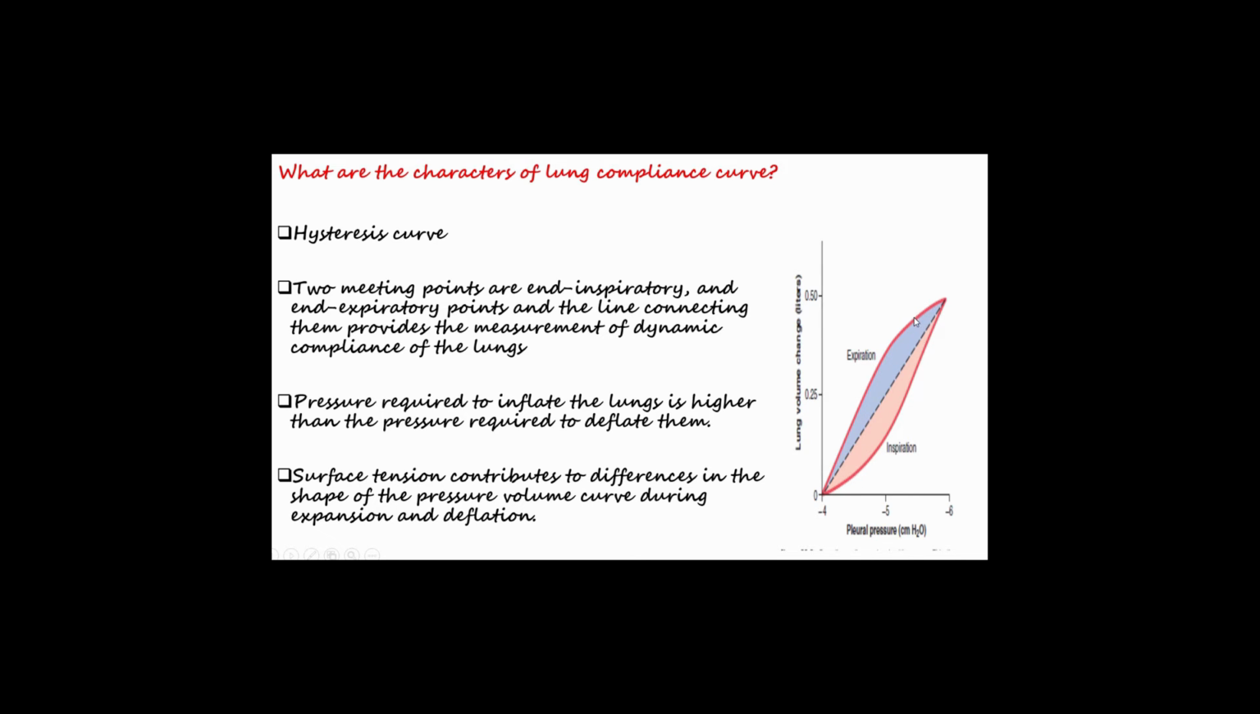The pressure required to inflate the lungs is higher than the pressure required to deflate them. Surface tension contributes to differences in the shape of the pressure volume curve during expansion and deflation. The curve is also called the hysteresis curve.